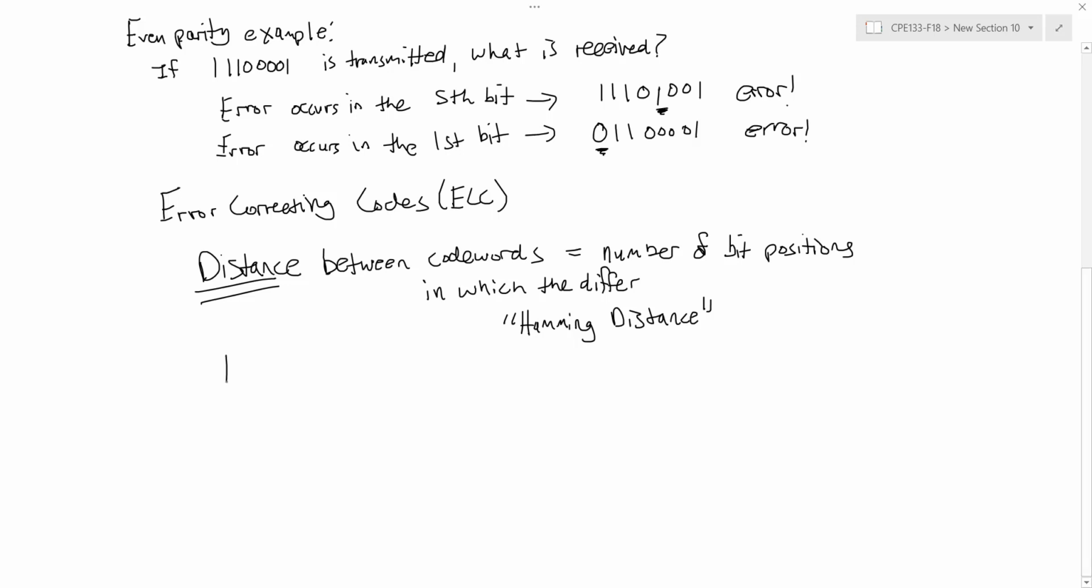So as an example, the distance between these two words are 1, 2, 3, 4, 5. Now we also have the concept of a distance for a code.